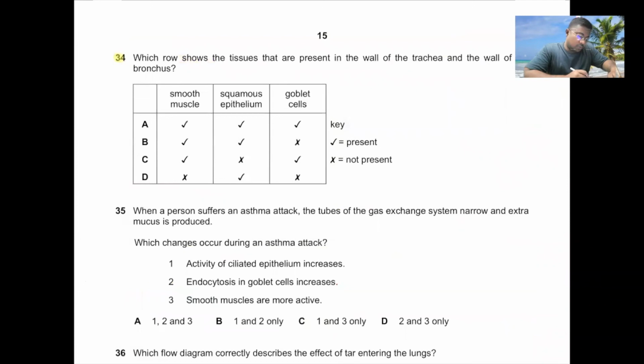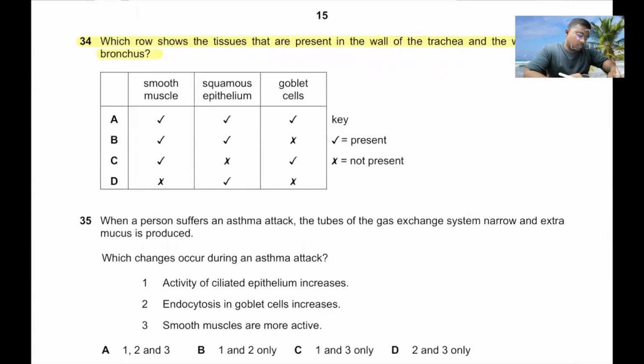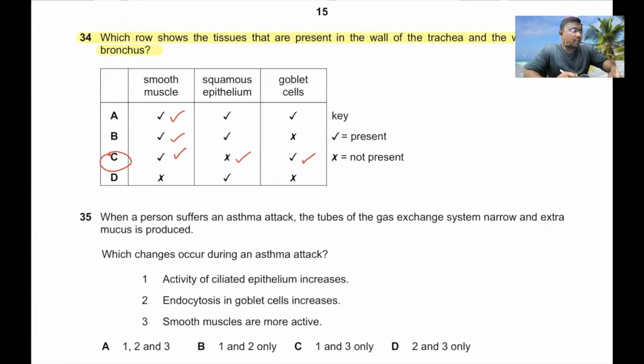Question number 34, which row shows the tissue that are present in the wall of the trachea and the wall of the bronchus? In the wall of the trachea and the bronchus, there will be smooth muscles. Squamous epithelial will be absent. Goblet cells will be present. So C should be the correct answer.